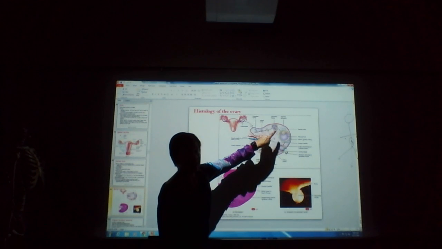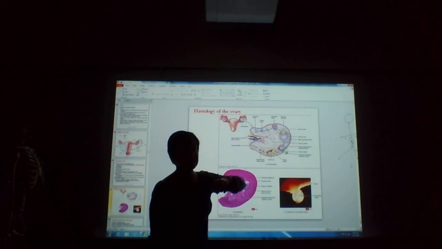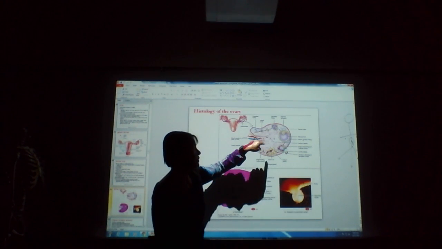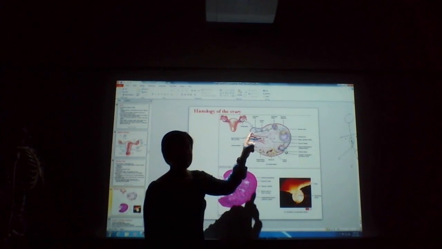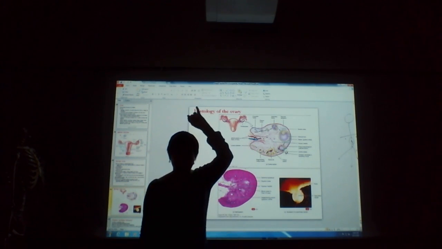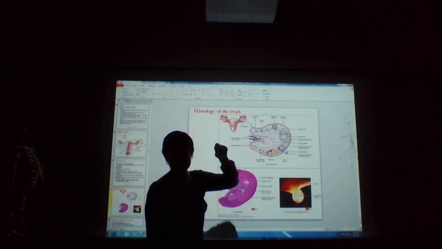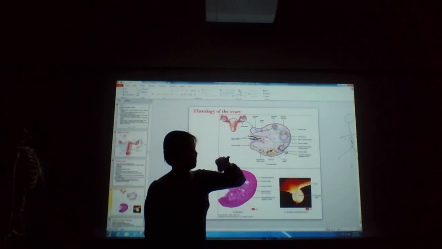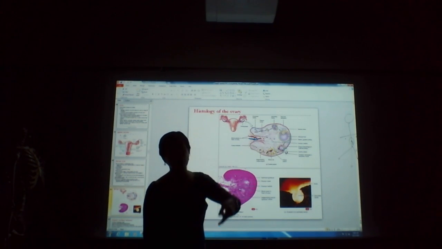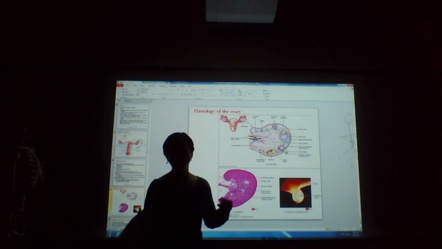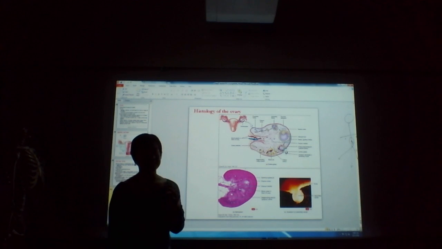You call that the follicular cells. Those follicular cells have a job. For one thing, it's obvious they protect the egg. But it's actually these follicle cells that make those two hormones, estrogen and progesterone.